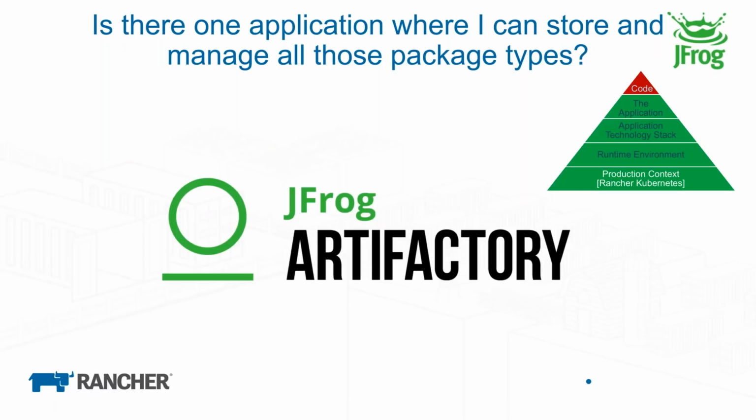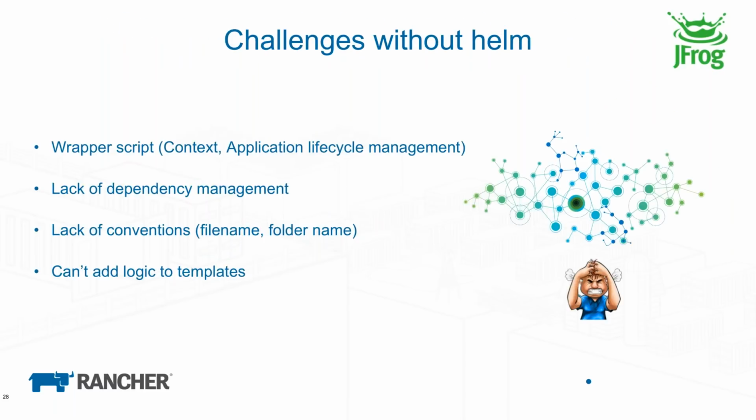Getting back to the production context, Kubernetes has a lot of capabilities. In theory, you can just deploy things to Kubernetes by themselves. But there are some challenges. How do I know what the wrapper script is, what the context is going to be? How do I do dependency management? What should just the simple conventions be for naming files and folders as I'm trying to build all this out?